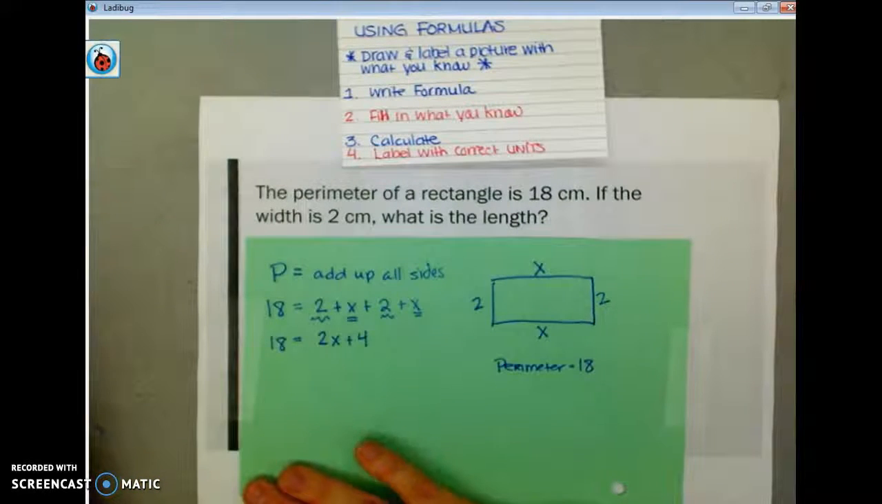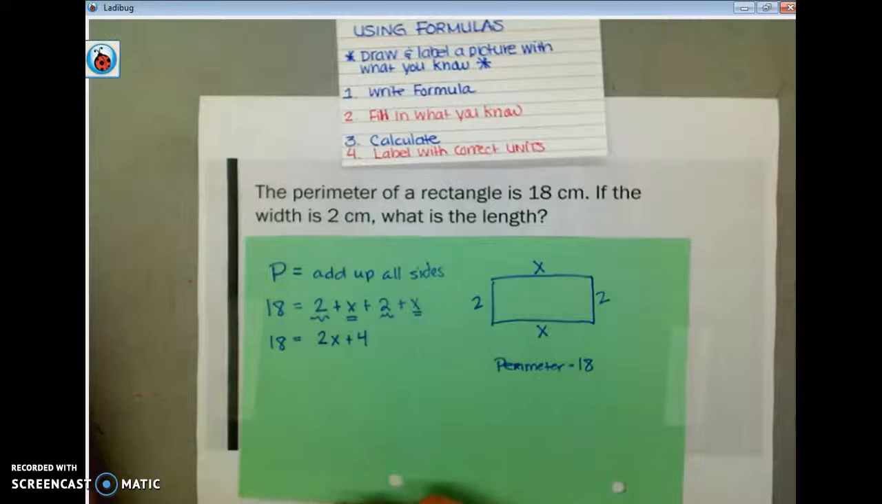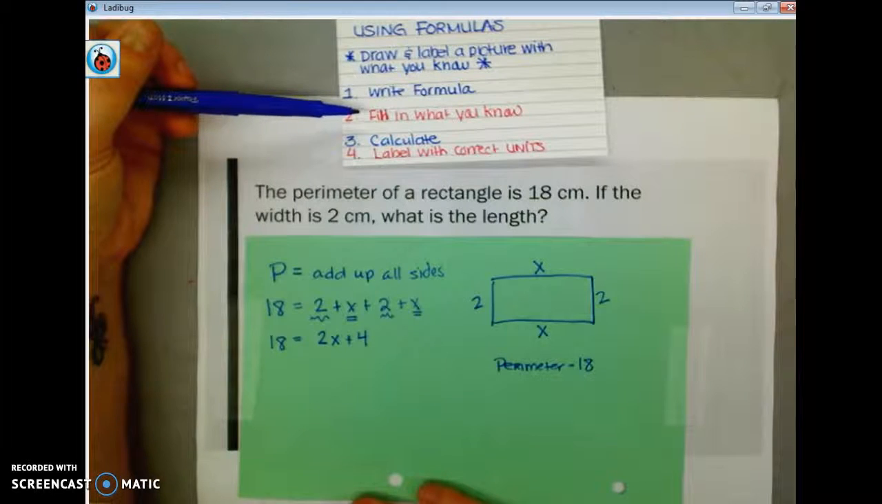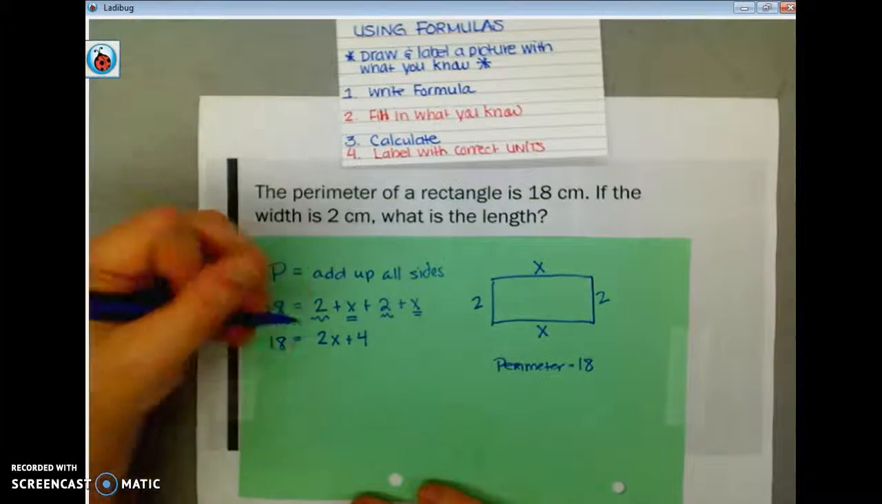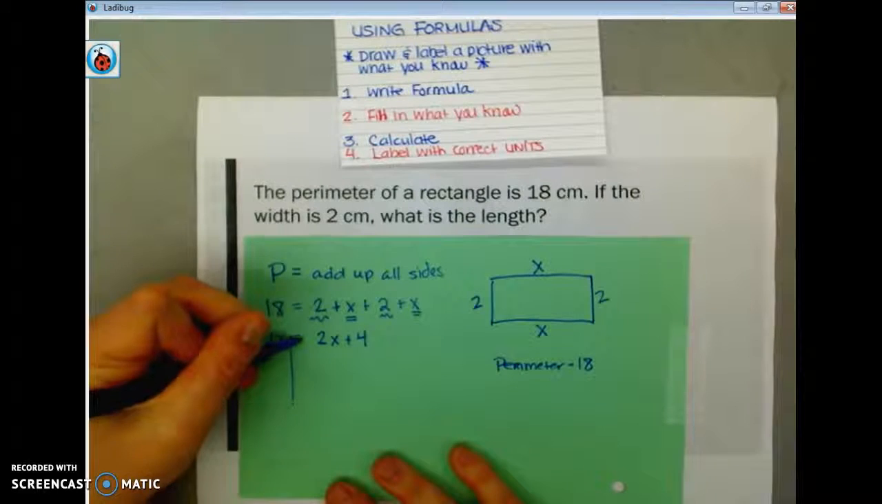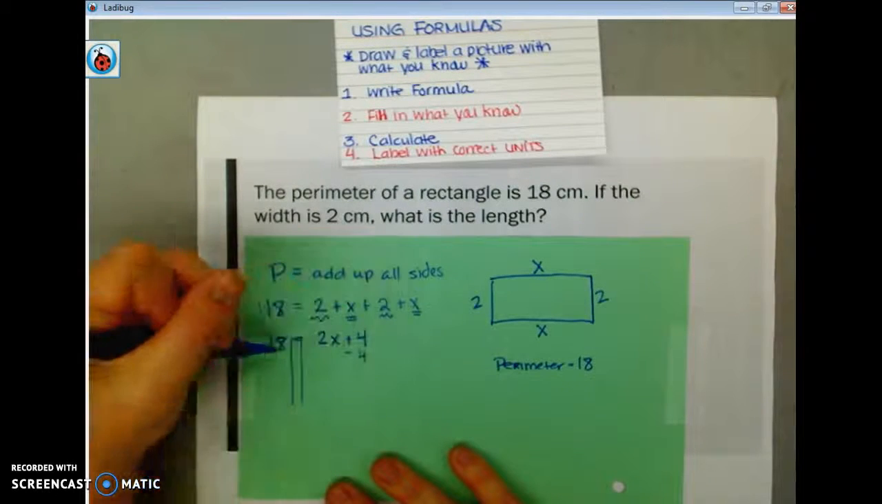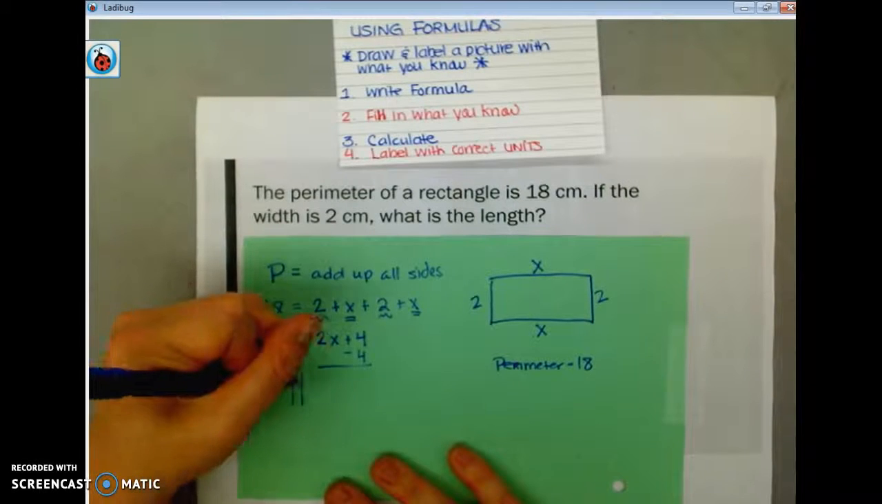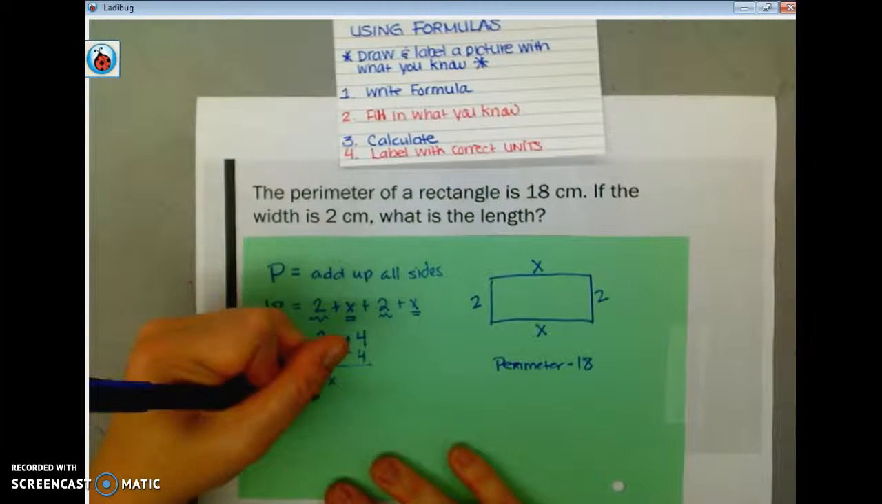So I have a two-step equation, and now all I have to do is work backwards. Again, I started with a formula, which wasn't very much of a formula. I filled in what I knew, and now I'm starting to work on my calculations. 18 minus 4, I get 14. Then divide both sides by 2.